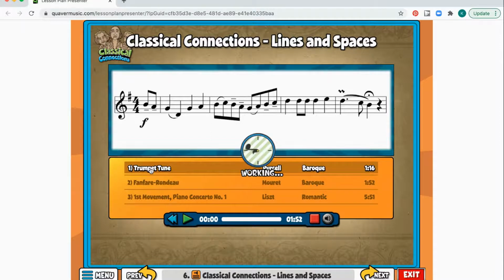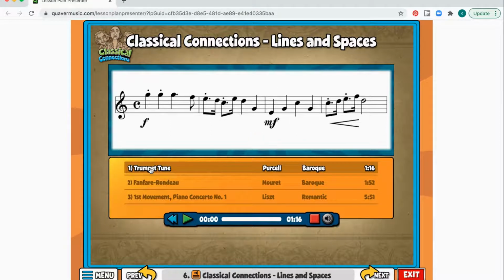So we're starting with Trumpet Tune, and I will follow the music, trace the music with my pointer. I want you to trace the music with your finger, but please don't touch your computer screen. Just trace above your computer screen like you're pointing to each note. So let's give it a try, and remember to listen out for the trumpet.